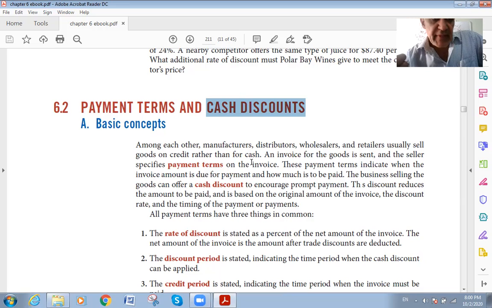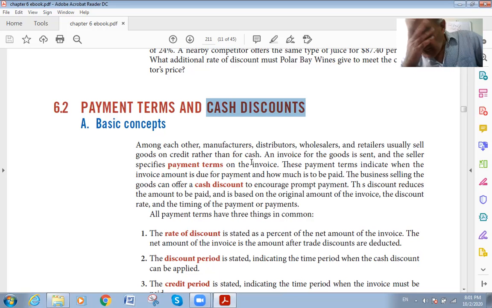What do we mean by this? We mean that he wants him to pay as soon as possible. So I'm giving you this discount to encourage you to pay early. The shorter the time you take to pay, the more discount I will give you. Usually the discount goes up when the period goes down.